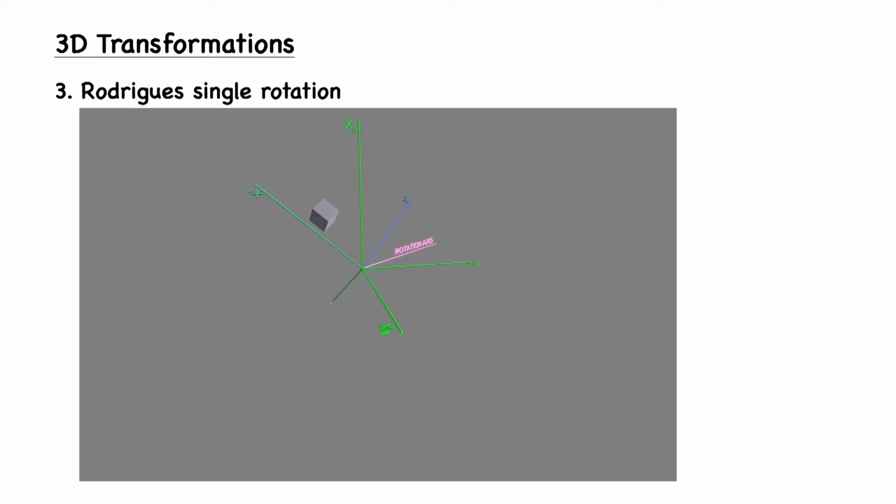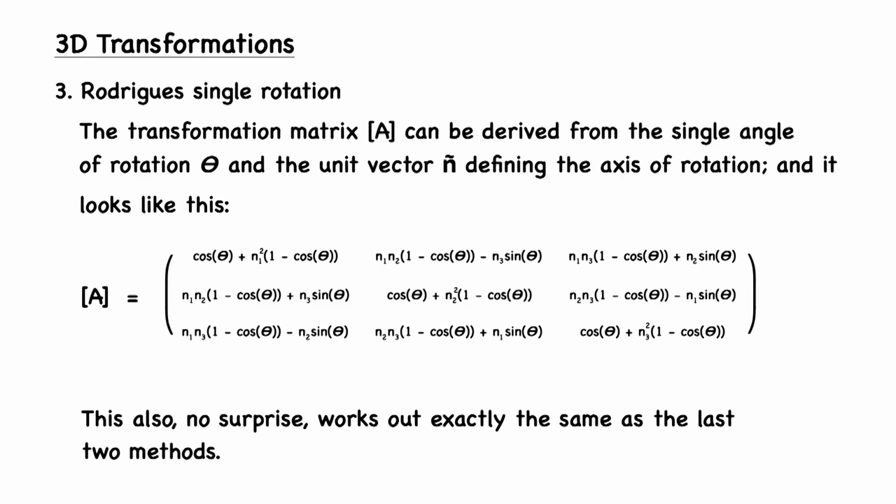To get to the transformation matrix A from this rotation, we need the rotation angle and the 3 components of the unit vector that defines the axis of rotation. I'll call these n1, n2, and n3. The matrix A derived from this method now looks like this.